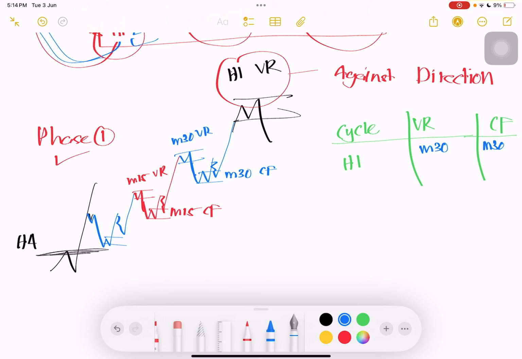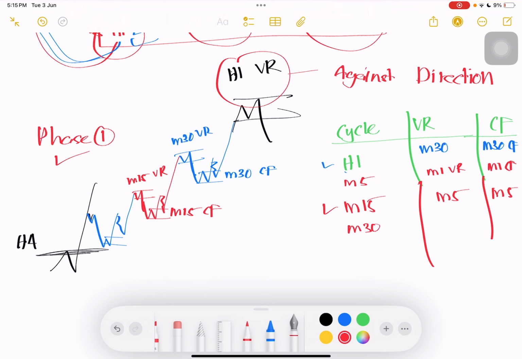M30VR, M30CF. Before the H1 cycle completes, what I said is the lower time frame must complete first. M1VR, M1CF. And then after that, the M15 cycle, M5VR, M5CF. After this is complete, the M30 cycle, M15VR, M15CF. After the M30 cycle is complete, then we can go to the H1 cycle.